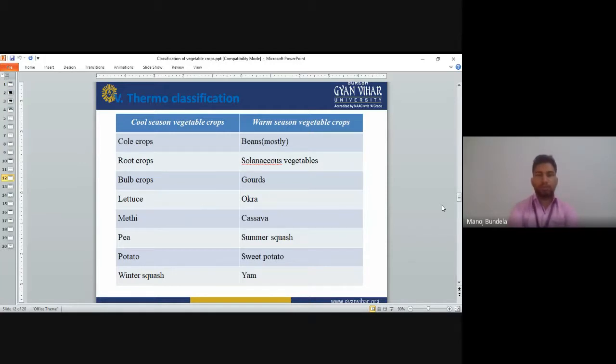Second is warm season crops. Warm season crops mean mostly beans, solanaceous vegetable crops, tomato, brinjal, chili, all gourds, snake gourd, ridge gourd, okra, cassava, summer squash, sweet potato, and yams. These are warm season vegetable crops.